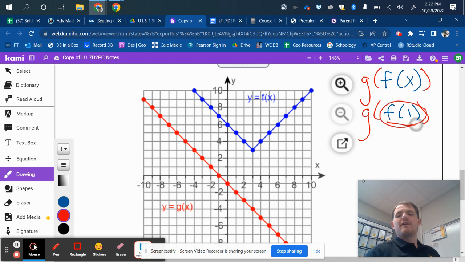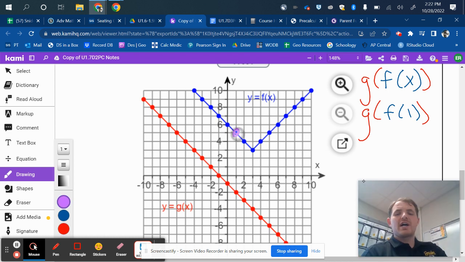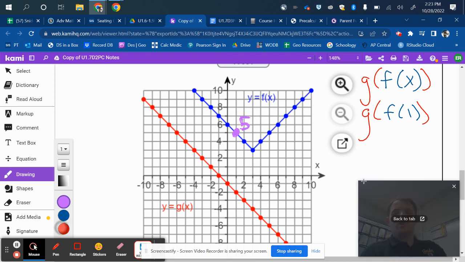So now, again, trust what we know. Do we know what f of 1 is? What is f of 1? I go over 1 and up 5. Great job. So f of 1 is 5. So that should replace all of the blue. This becomes g of positive 5.